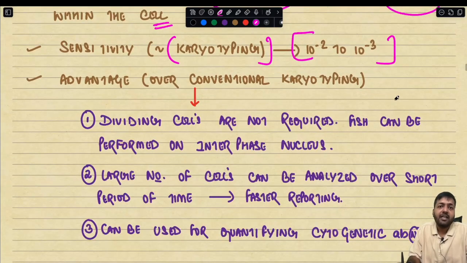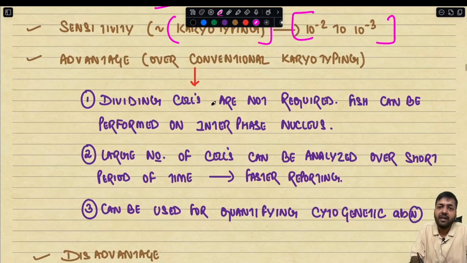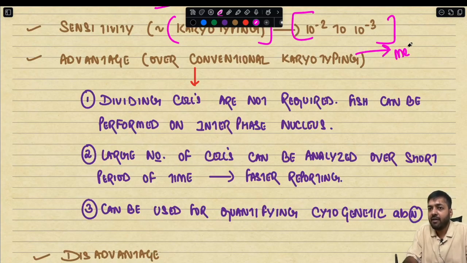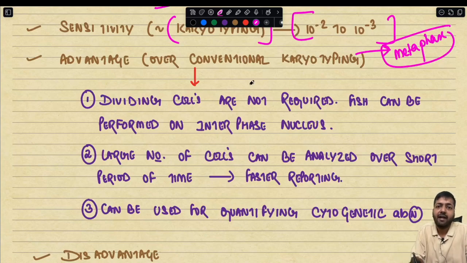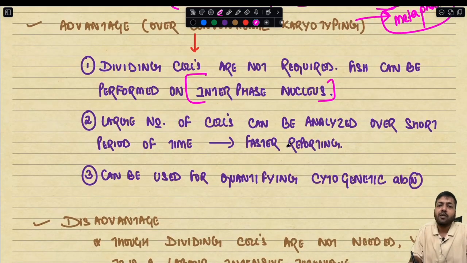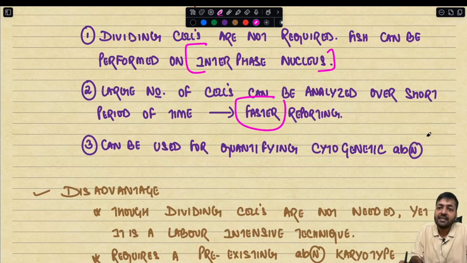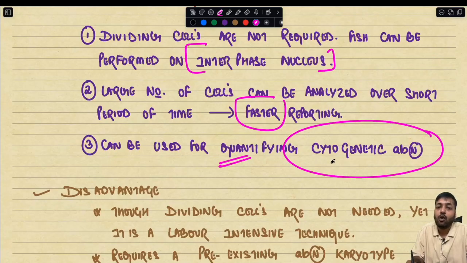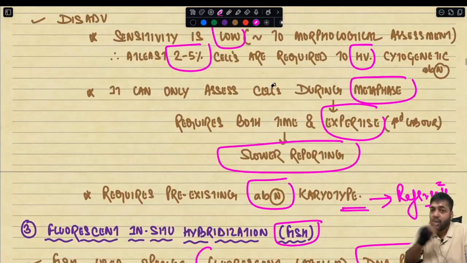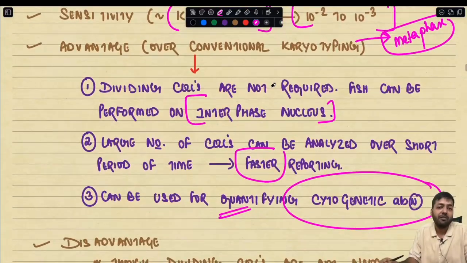So what are the advantages over the conventional karyotyping? Unlike the conventional karyotyping, where the cells in the dividing metaphase were required, which made the process very laborious, over here dividing cells are not required. FISH can be performed on interphase nucleus, a very big advantage. Secondly, a larger number of cells can be analyzed over a short period of time. So there is a faster reporting time, and it can be used for quantifying cytogenetic abnormalities as well. Conventional can detect, but they cannot quantify. FISH can help in quantifying as well.